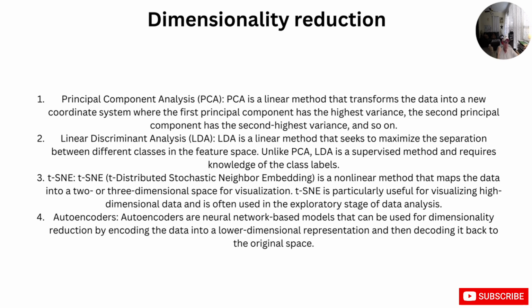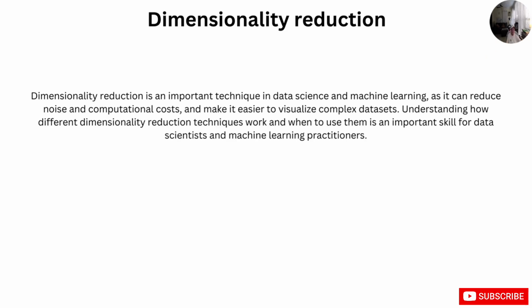Number 4, autoencoders. Autoencoders are neural network-based models that can be used for dimensionality reduction by encoding the data into a lower dimensional representation and then decoding it back to the original space. Dimensionality reduction is an important technique in data science and machine learning as it can reduce noise and computational costs and make it easier to visualize complex data sets.